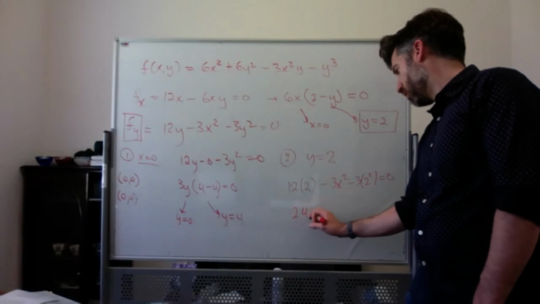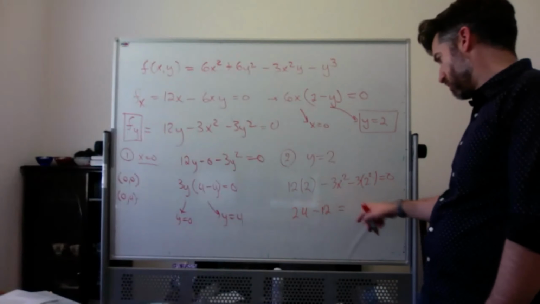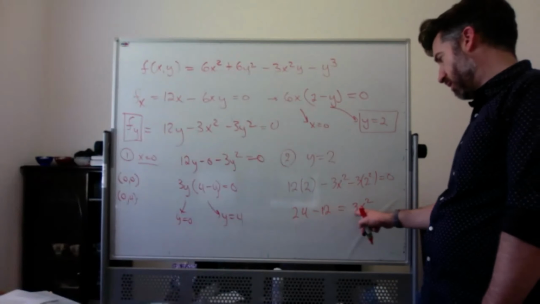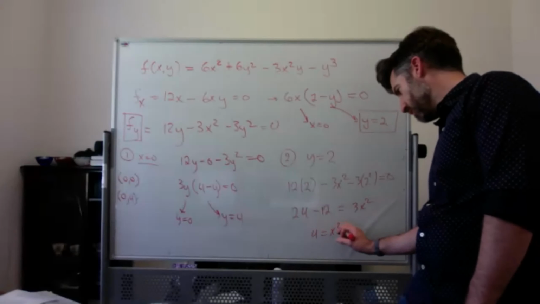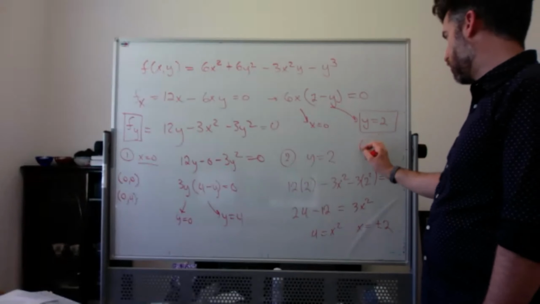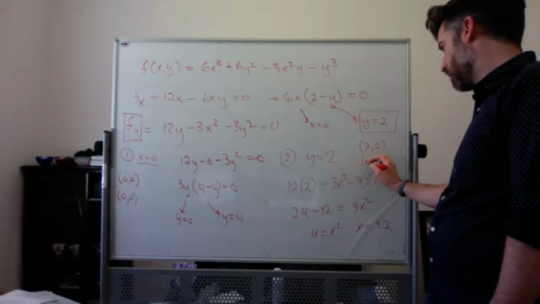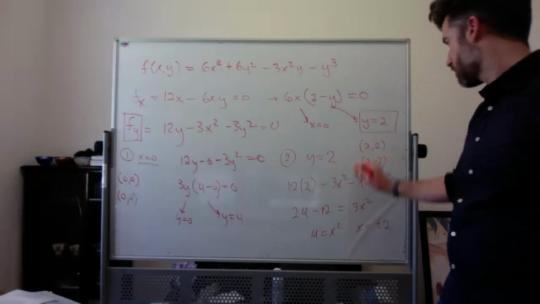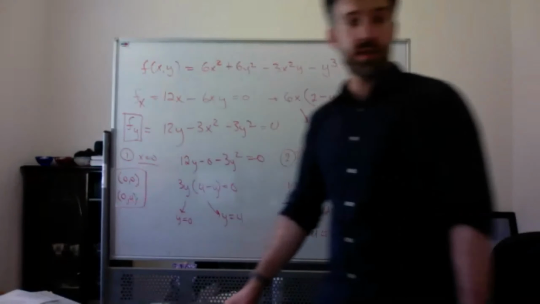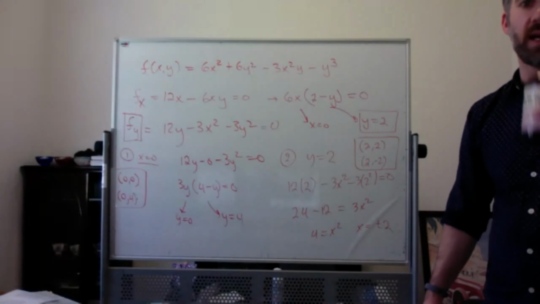So 24, 3 times 4 is 12, equals positive 3x squared on the other side. 24 minus 12 is 12. 12 divided by 3 is 4. So x is plus or minus 2. So here I'm also getting the critical points (2, 2), where x is positive 2 and y is 2, and (2, negative 2). So there's actually 4 different critical points for this function. And we're going to test each of them to see if it's a max or a min or a saddle.